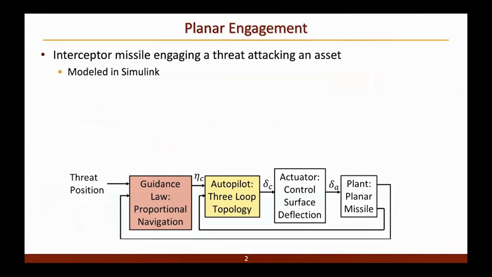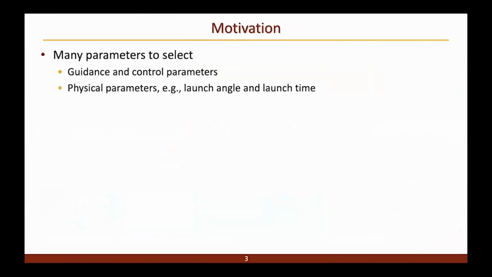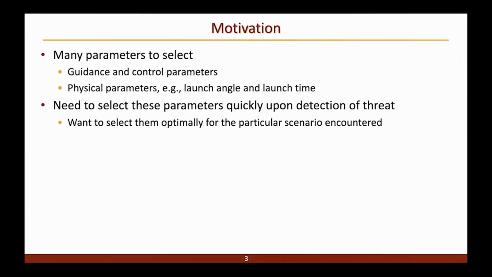For a threat engagement problem, there are many parameters to select. These may be controller parameters, like gains in the guidance law and autopilot, or physical parameters, like the time and angle at which we launch the interceptor. When we detect a threat, we need to select these action parameters quickly, which means we don't have time to perform thousands of simulations of the full model to determine which actions will perform well for the particular scenario encountered. Whatever action we choose, we'd also like to know the resulting probability of hit, which can inform follow-on decisions such as whether we want to launch a secondary interceptor.